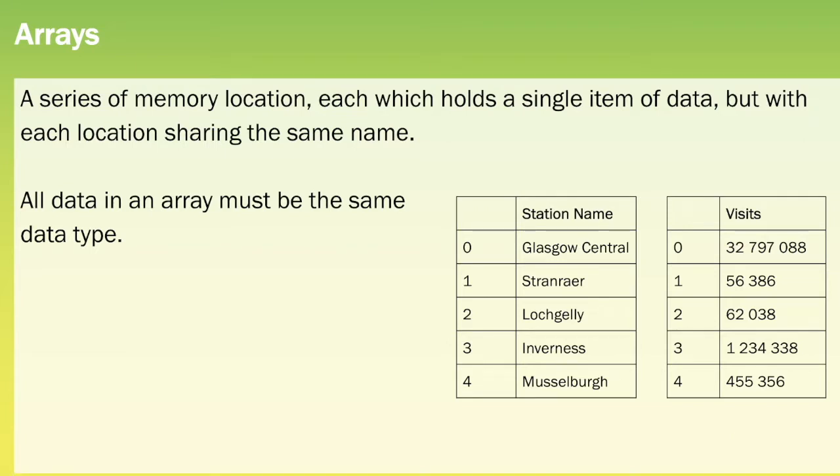linked. For example, here we have two arrays. The first array is the names of train stations in Scotland, and the second is about visits. These visits are the number of people that have visited the associated stations. So Glasgow Central has had over 32 visits, Stranraer has had 56,000 visits, and so on to Musselburgh having 455,000 visits. There is nothing formally linking these two arrays together other than the developer knowing that they are linked.